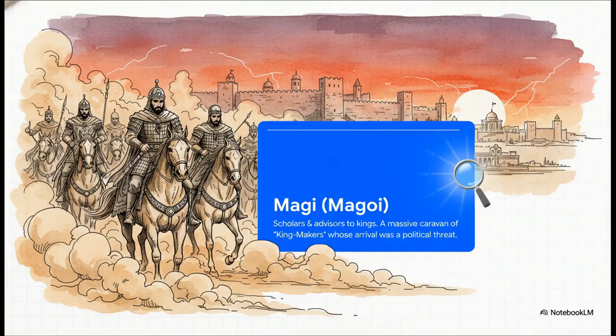So this is absolutely crucial. When we think Magi, we can't just picture three wise men on camels. No way. To get the story right, our prompt for an AI image generator would be way more epic. Think about it. A massive, intimidating caravan of Parthian kingmakers kicking up dust as they enter Jerusalem at sunset. Their arrival isn't a quaint visit. It's a political statement. It's a threat.